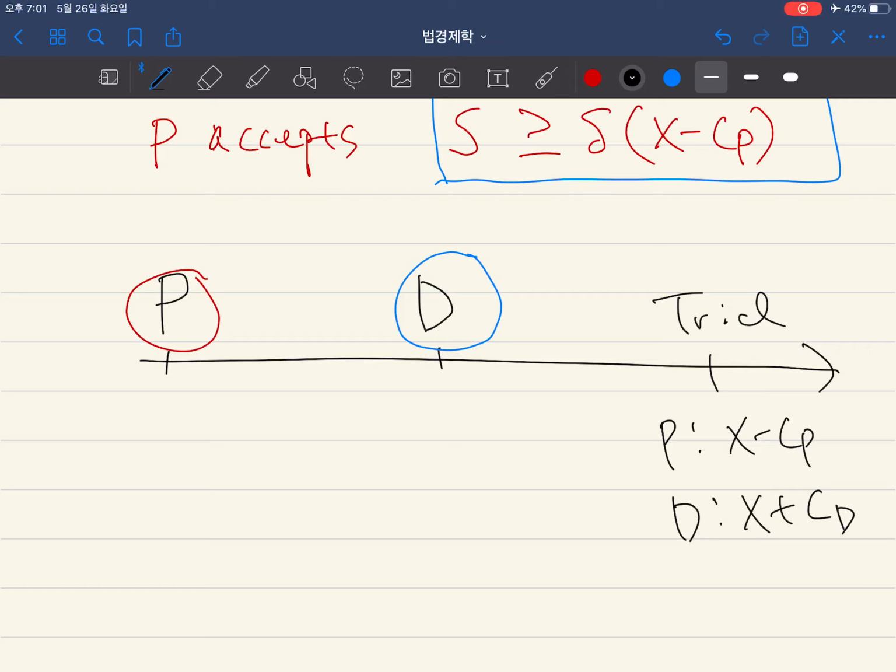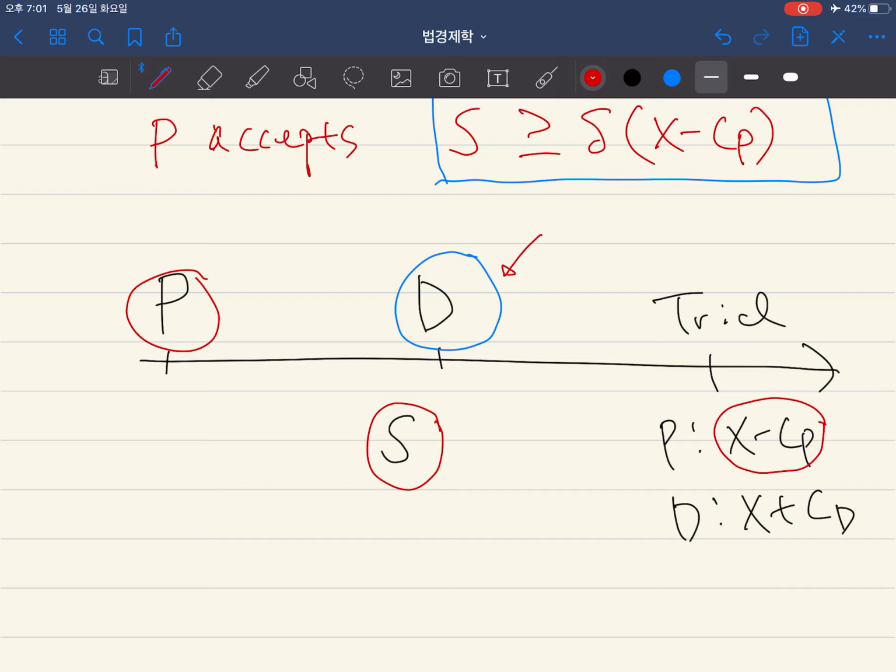Let's think about tomorrow first. Suppose they fail to settle today and they are in tomorrow. When tomorrow comes, defendant is going to make a settlement offer S. Then plaintiff is going to compare S and X minus CP tomorrow.